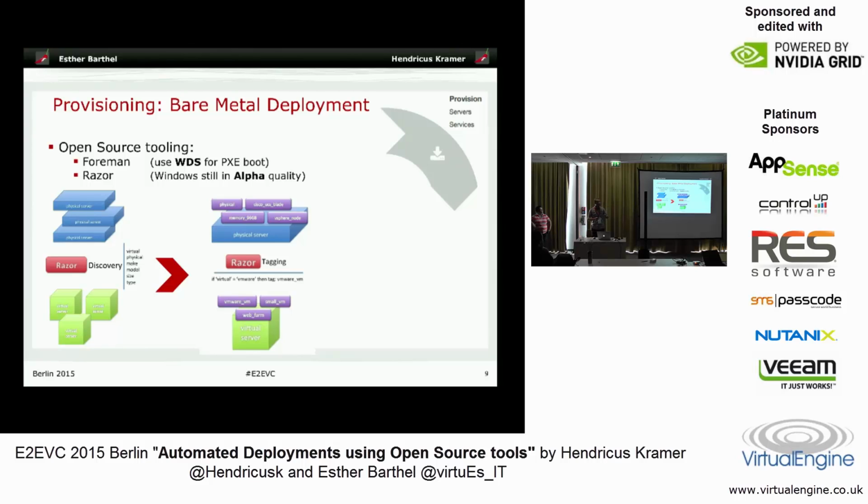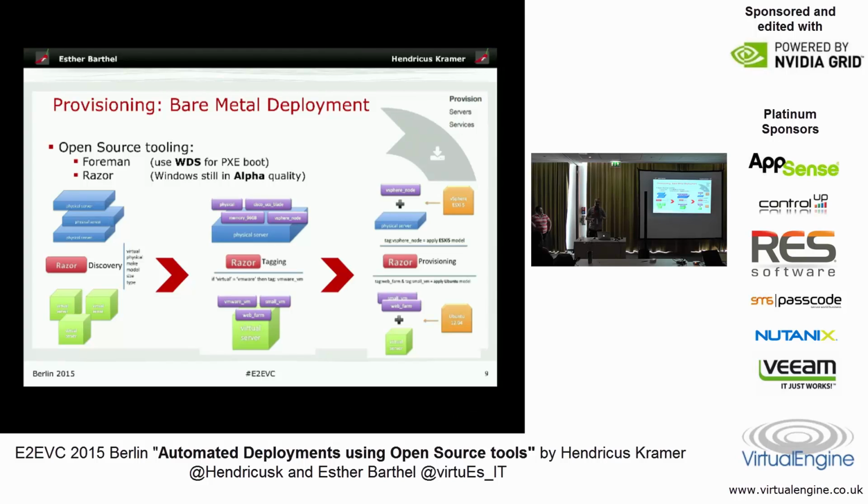The next thing Razor does is tagging. So you can tag each and every discovered thing from the hardware. You can say, I want to know what the memory is, I want to know what the CPU is. And then it creates a policy to start with the provisioning.